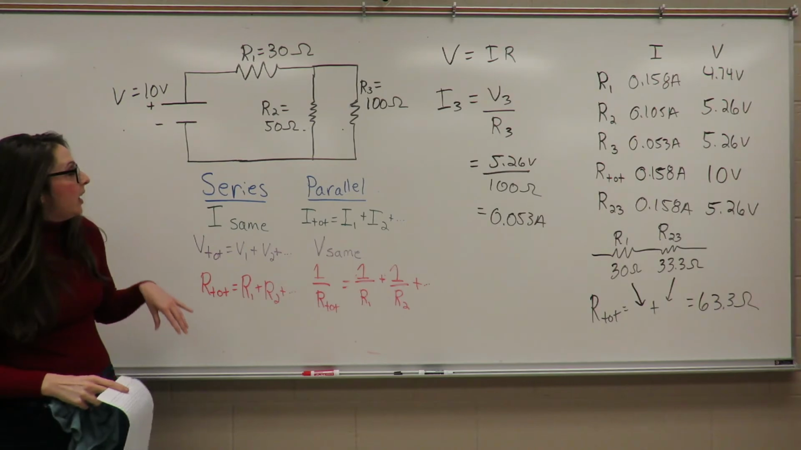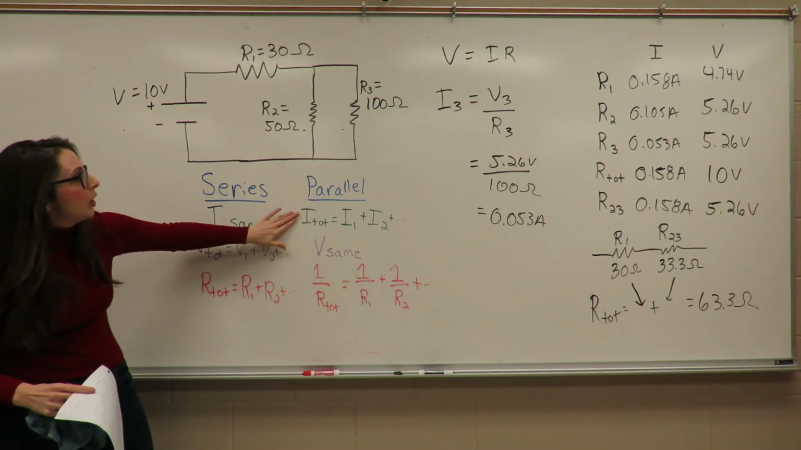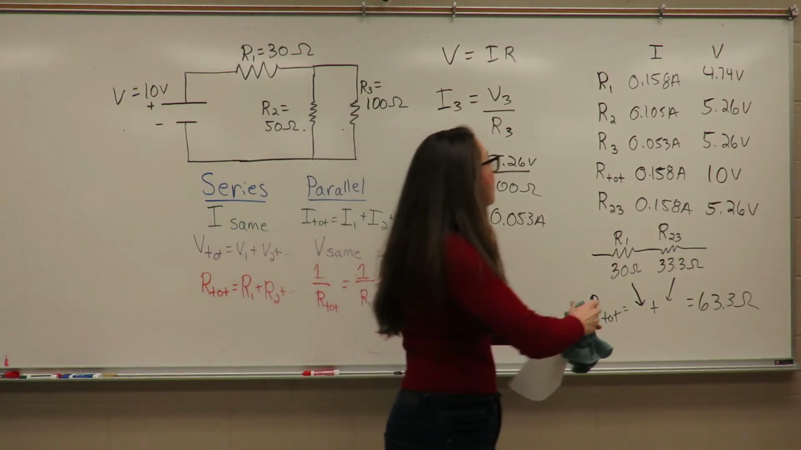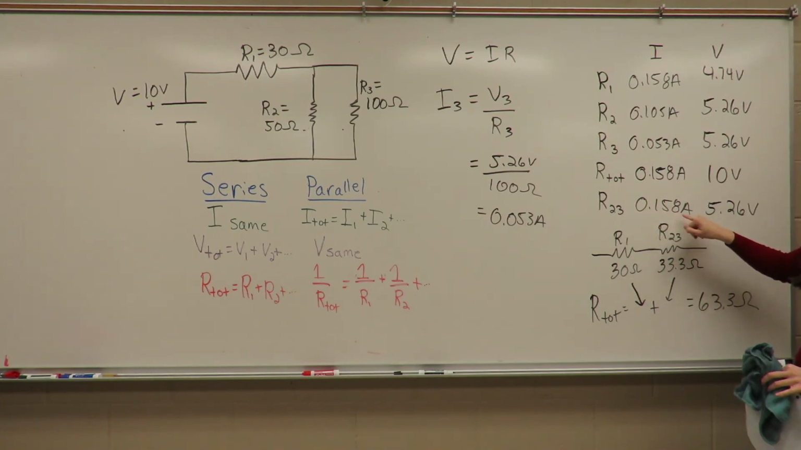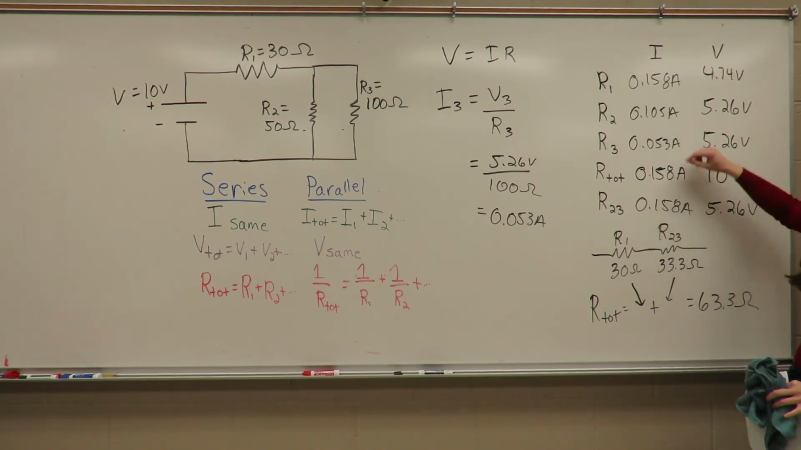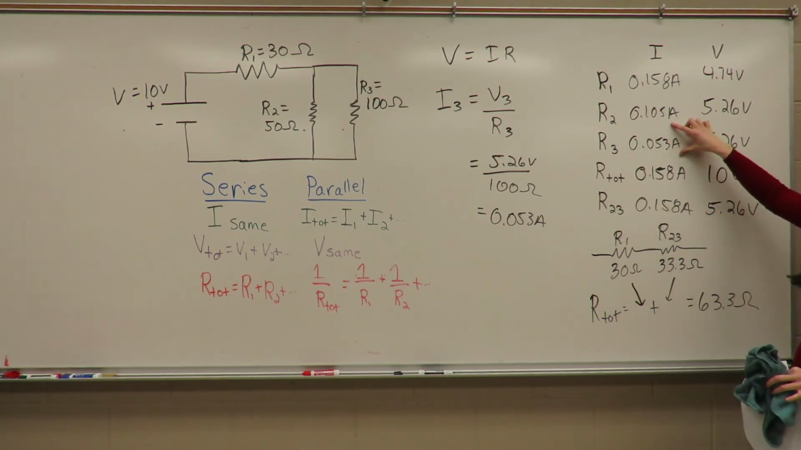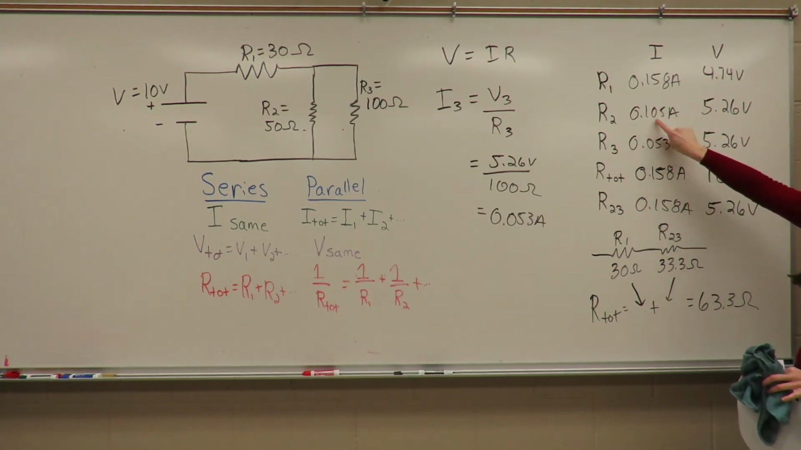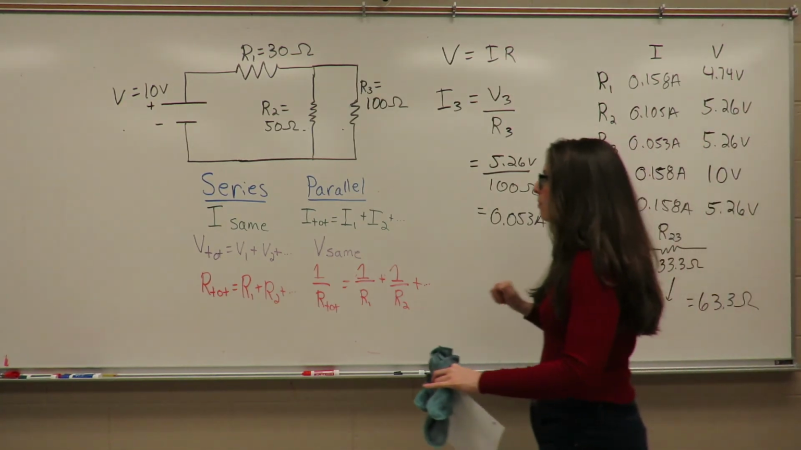Now, let's check ourselves here. We said that for our resistors in parallel, the current has to sum up together across them. So the total current moving through our equivalent resistor R23 was 0.158 amperes. So if I add the current through resistor 2 plus the current through resistor 3, I should get back 0.158 amperes, which I do. If I add 0.105 amperes plus 0.053 amperes, I get back 0.158 amperes there.